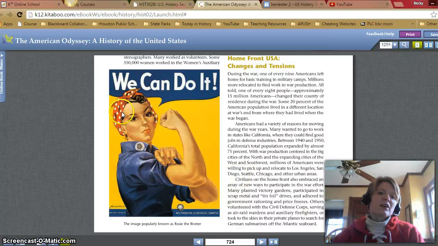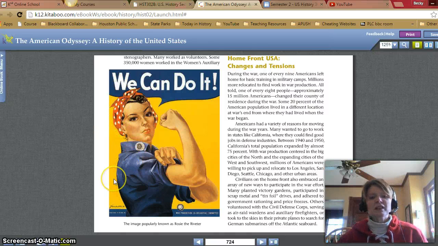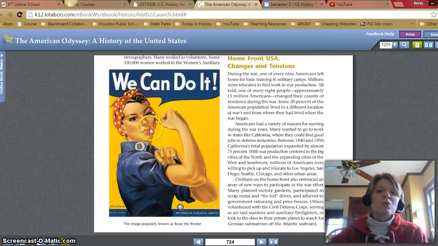And here is the very famous poster of Rosie the Riveter. Very common image, "We Can Do It." Showing a woman rolling up her sleeves, willing to put forth her efforts for wartime production. Homefront USA, changes and tensions.